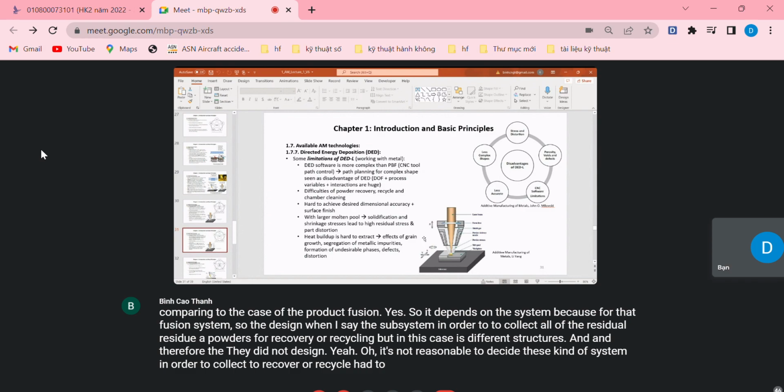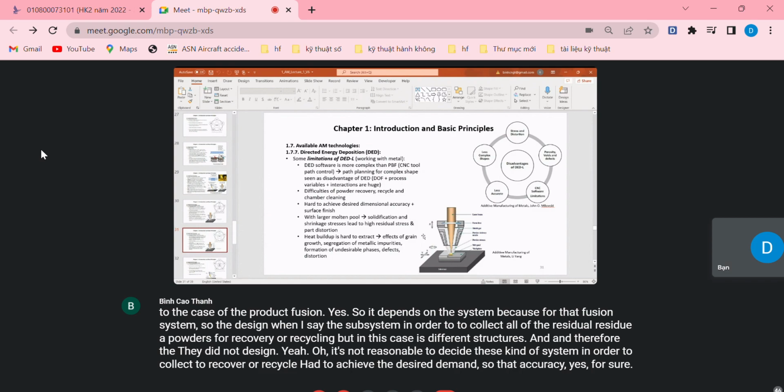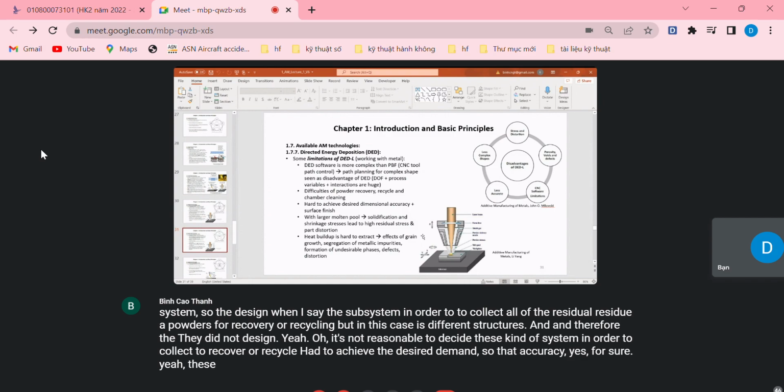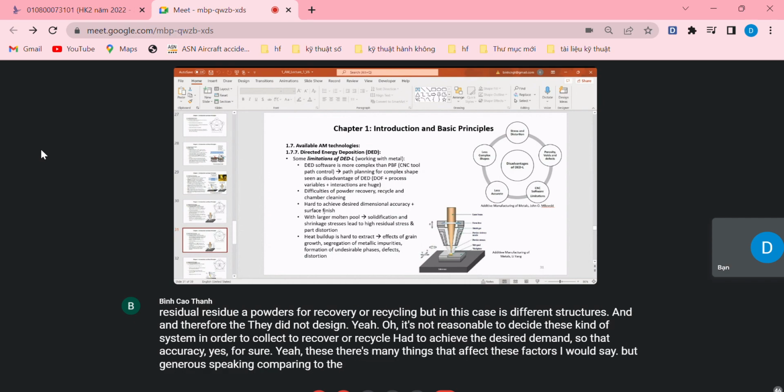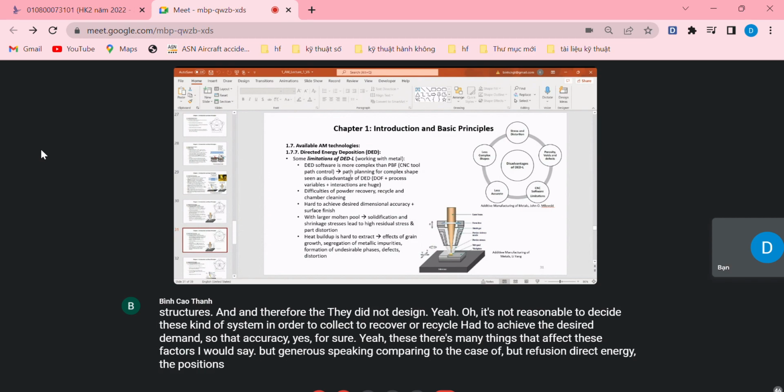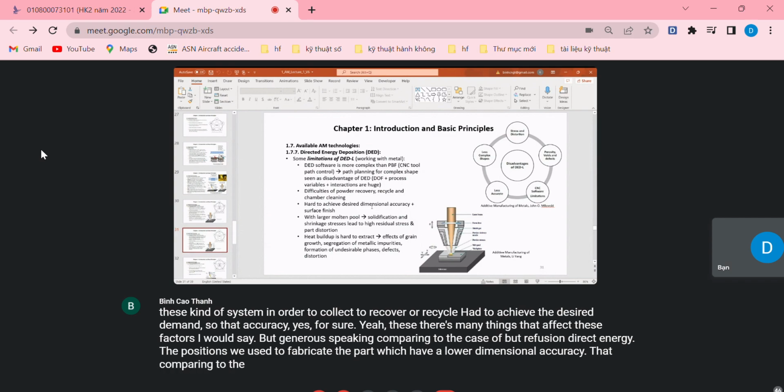How to achieve the desired dimensional accuracy? For sure, there are many things that affect this, I would say. But generally speaking, compared to powder bed fusion, direct energy deposition is used to fabricate parts which have a lower dimensional accuracy than those made using powder bed fusion.